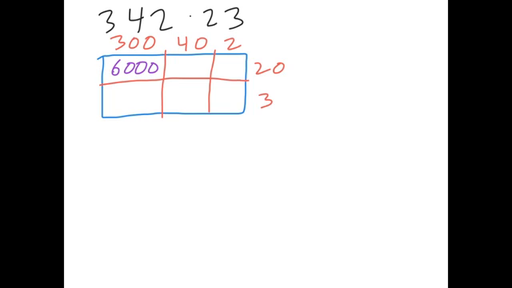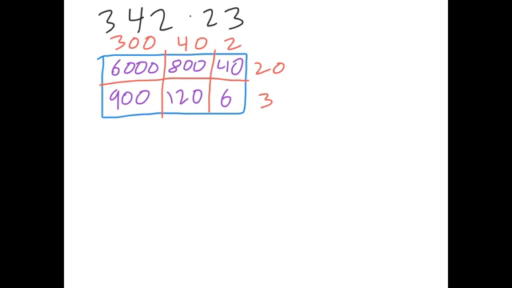Then 300 times 3 will give us 900. 40 times 20 will give us 800. 40 times 3 will give us 120. 2 times 20 will give us 40. And 2 times 3 will give us 6.